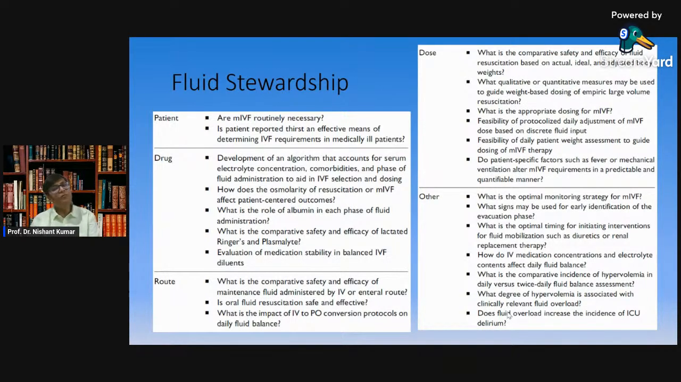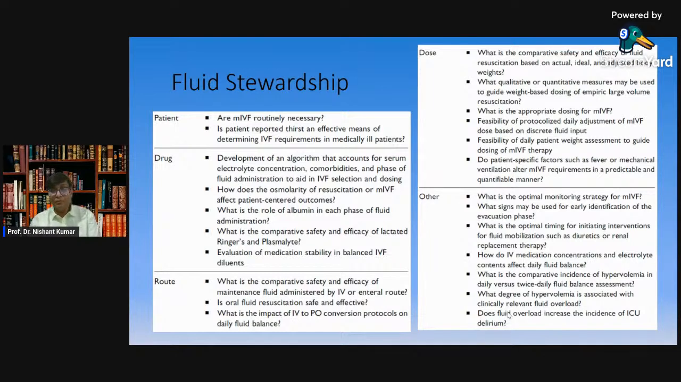Other things will be, how do you monitor the adequacy of IV fluids? What signs may be used for early identification of the evacuation phase? What is the optimal timing for initiating interventions for fluid mobilization? How do IV medication concentrations and electrolyte contents affect daily fluid balance? Now that will depend on the underlying pathophysiology of the patient, right?